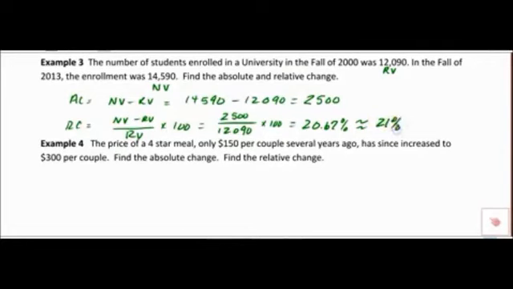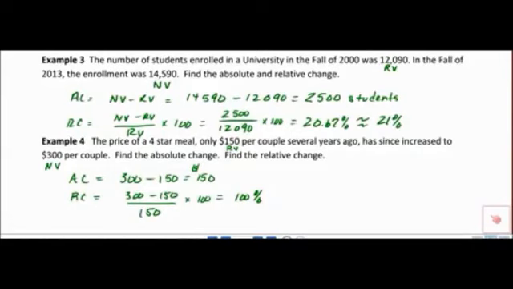So how do we interpret that 21%? That means it's interpreted as there was an increase in enrollment by 21%. So you set up example 4, work it as we did example 3, pause the video, work it out, and then turn the video back on and see if your interpretation is correct.